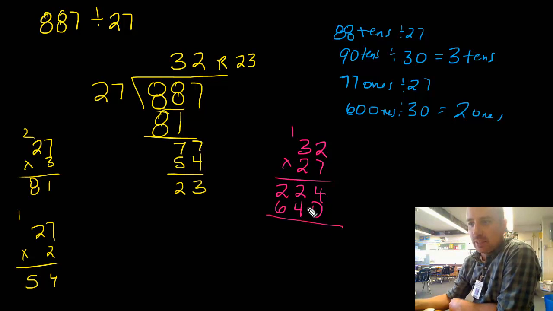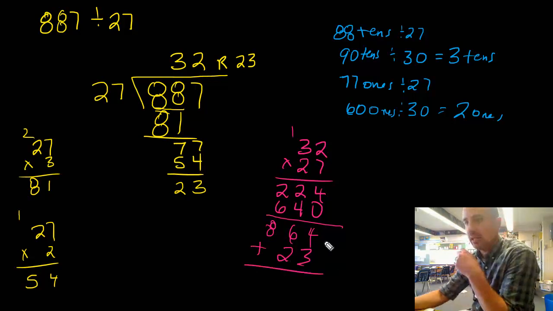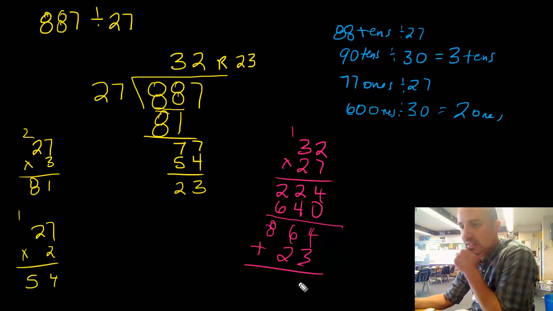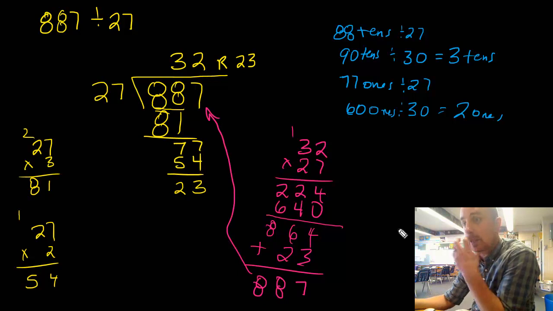So I'm going to add these up. 4 and 0 is 4. 4 and 2 is 6. And 6 and 2 is 8. So I have 864. And I need to add back in that 23. And geez, I'm kind of getting off kilter here. 4 and 3 is 7. And 6 and 2 is 8. And that is 8, and I have 887, and that matches up with this 887, and so I know I'm all good.